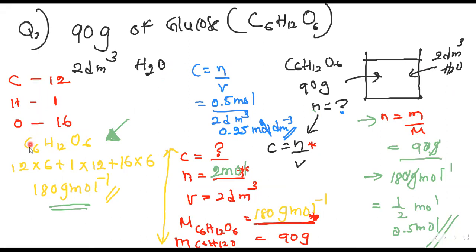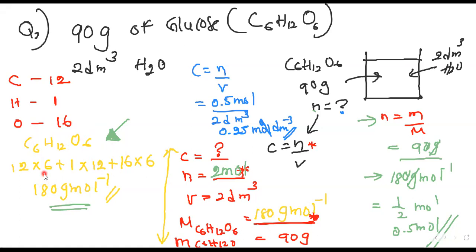Okay, the relative atomic mass of carbon is 12. How many such atoms are there in glucose? 6 carbon atoms. Relative atomic mass of hydrogen is 1. How many such atoms are there in a glucose molecule? 12. Relative atomic mass of oxygen is 16. How many such oxygen atoms are found in glucose? 6. So altogether, you will find 180 g mol⁻¹ is the molar mass of glucose.